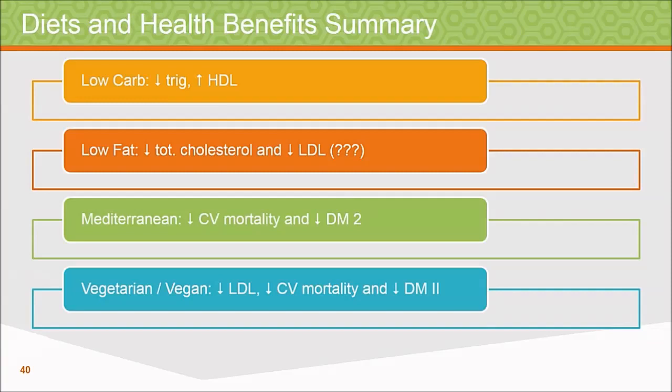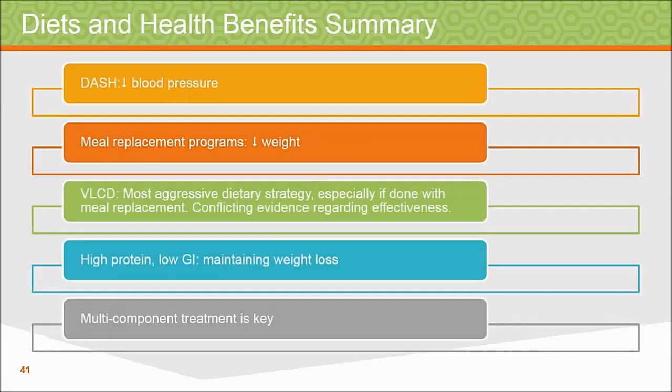So if a patient wants to lower their triglycerides and raise their HDL, maybe we do low carb. If they want to lower their total cholesterol and LDL, maybe we do low fat. If they want to lower CV mortality and type 2 diabetes, Mediterranean. If they want to lower LDL, CV mortality, and type 2 diabetes, they can become a vegan, right? If they want to lower blood pressure, we could do a DASH diet. If we want to lower the weight, maybe we do meal replacement. VLCD would be the most aggressive dietary strategy, used mainly in a specialty medical weight management center. High protein, low glycemic index may be reasonable to keep the weight off that you lost with other methods. And multi-component treatment is key. We don't just do a diet. See, there you got it in 2 slides.